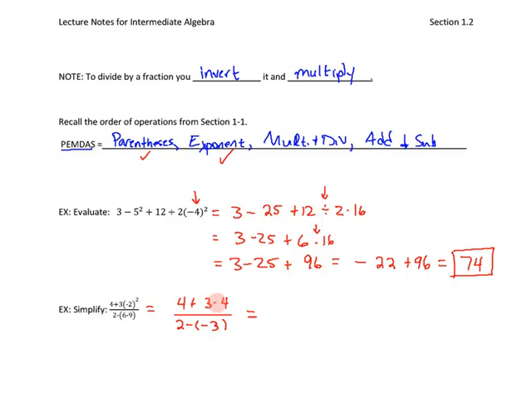Now in the numerator I can do my multiplication, so I have 4 plus 12. In the denominator I'll have 2 minus a -3, which is +3. So I end up with 16 divided by 5. And now for college algebra, it is just fine to leave your fractions improper. Sorry, for intermediate algebra, you do need to reduce.